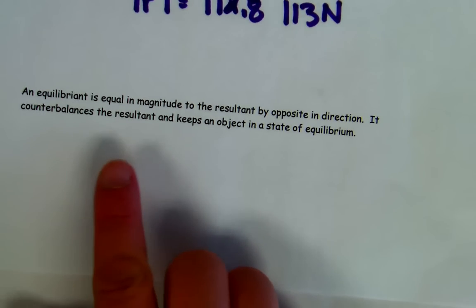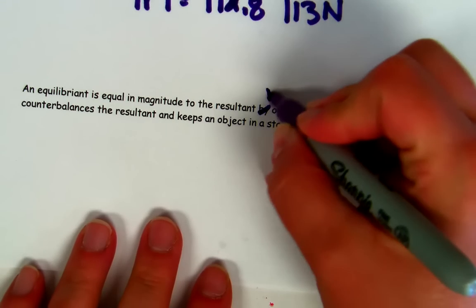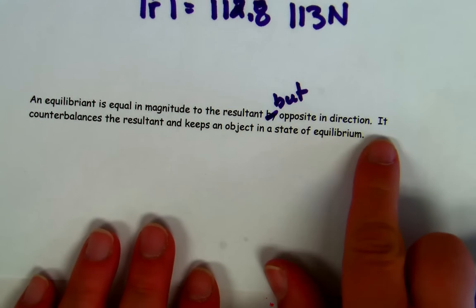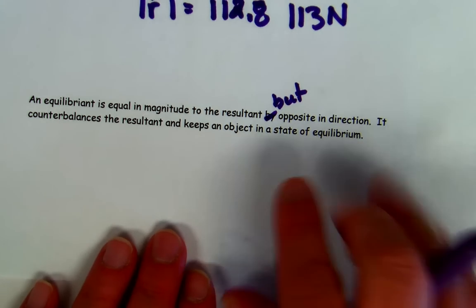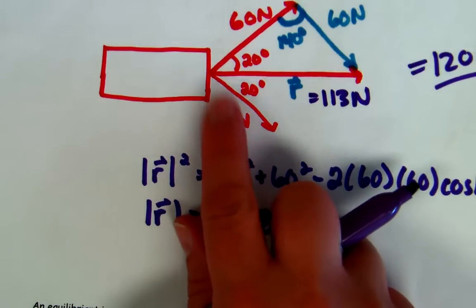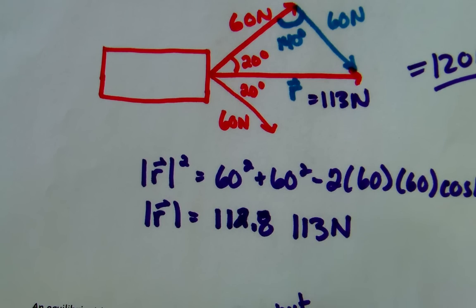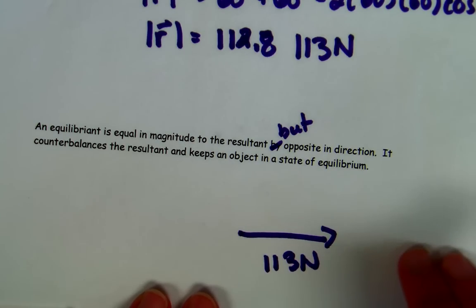So an equilibrium is equal in magnitude to the resultant, but opposite in direction. It counterbalances the resultant and keeps an object in a state of equilibrium. So now, if we think about what's happening to this system up here, the sled is moving forward and a force of 113 newtons is being exerted on it. If that were the only force being exerted on it, it would continue to accelerate.